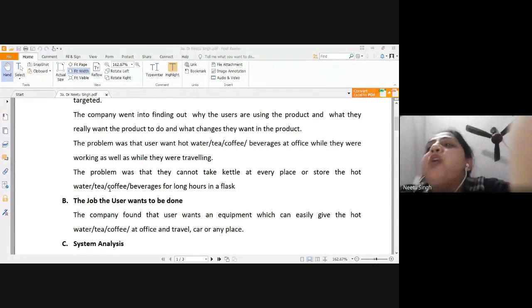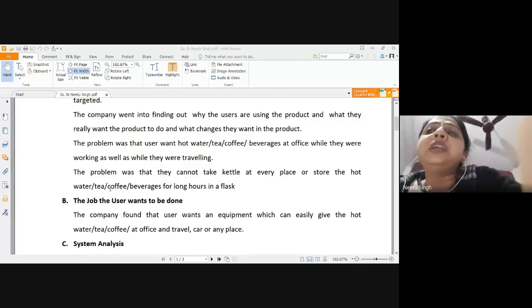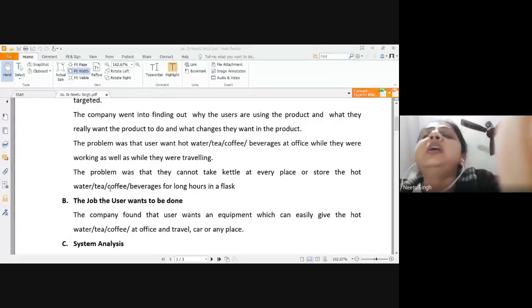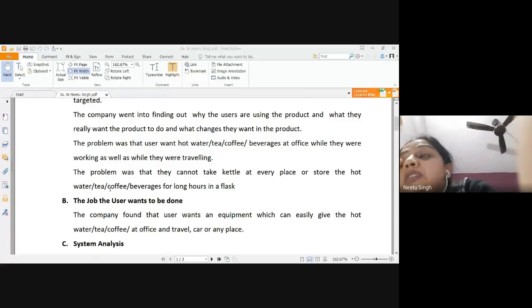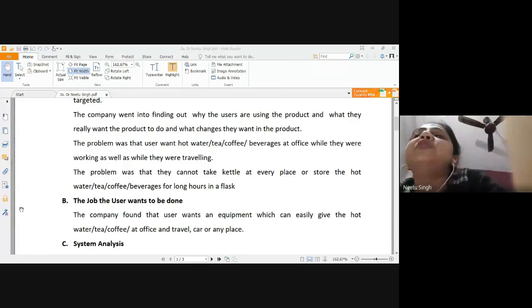And the major problem which I found was that we have the electric kettle, but after heating water or coffee or any such beverages, it is not possible that it can be stored for a long time in that kettle. And a flask also cannot keep it fresh. So the company is trying to find out what could be the design for some kind of equipment which can be brought.